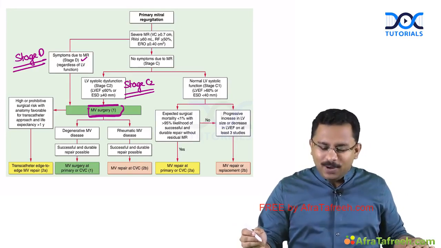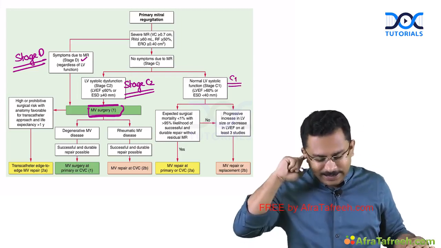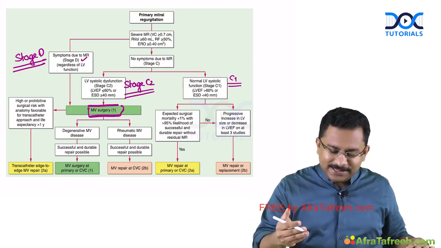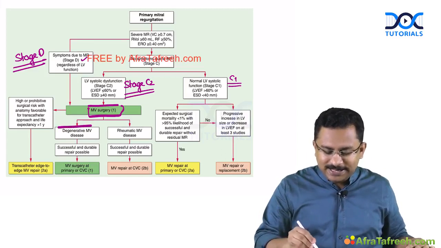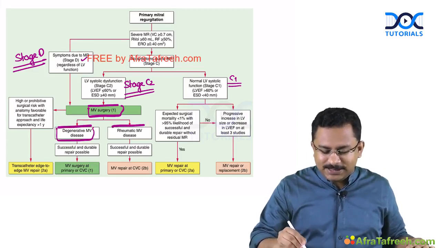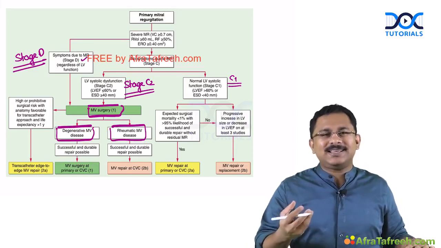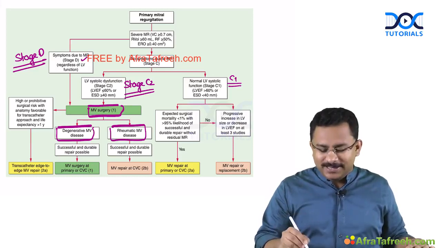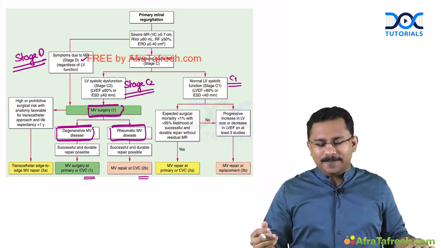And what about stage C1? And remember about stage D and stage C2. If it is a degenerative mitral valve disease versus a rheumatic mitral valve disease, the difference is in terms of the class of recommendation. One is a class 1 and the other is a 2B recommendation.